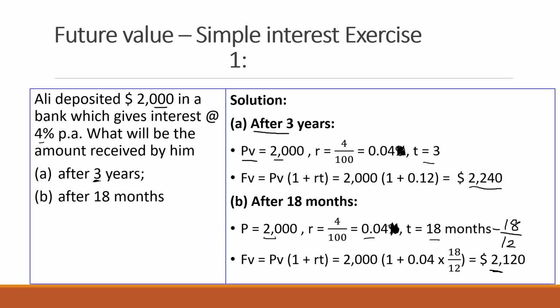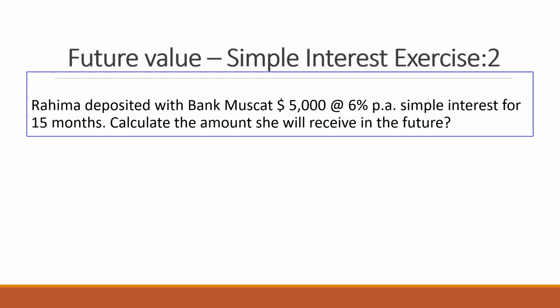We'll take one more question to understand it in a better way. Now this is another example exercise. Rahima deposited with Bank Muscat $5,000 at 6% per annum simple interest. Here it is mentioned simple interest for 15 months. Now calculate the amount she will receive in the future. So what we will do? First we should write the formula. We need to find out the future value. So the formula for future value is equal to present value into bracket 1 plus RT.